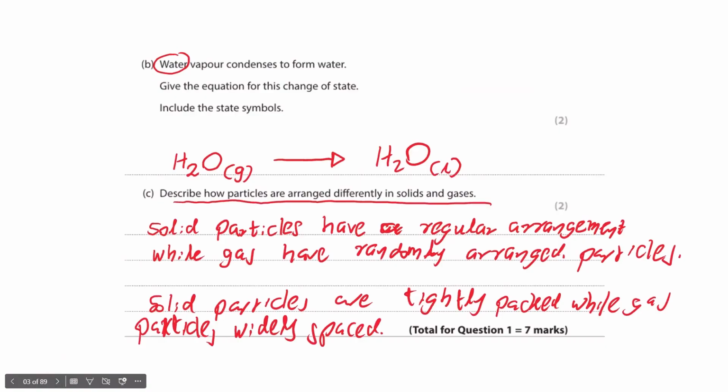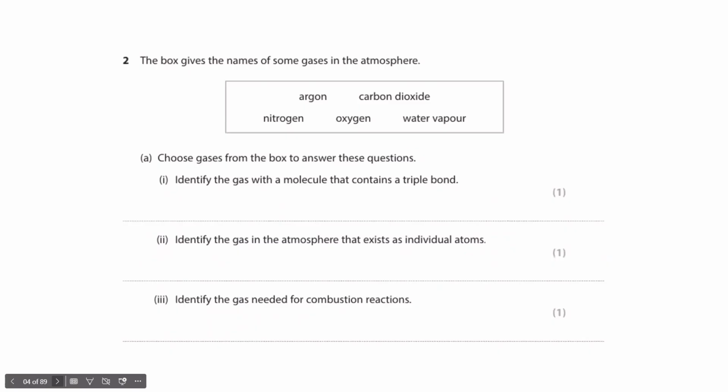So when there's a question which is a little bit confusing, we'll go for the marking scheme, because otherwise these questions are very straightforward and the answers are also straightforward. Question number 2. The box gives the names of some gases in the atmosphere. So let's see what gases we have.